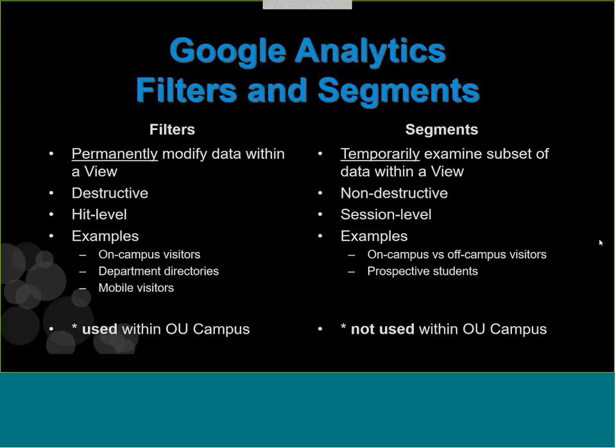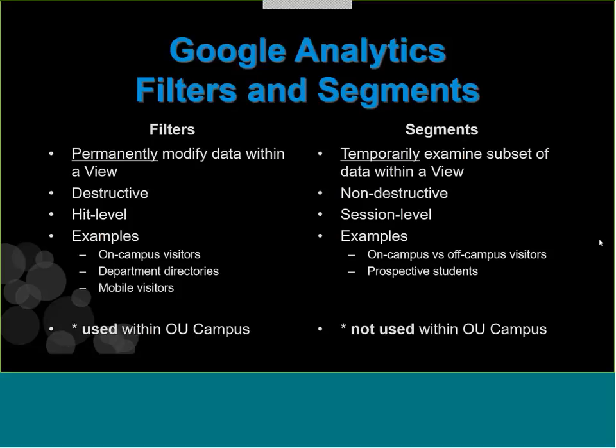Some examples of these are, with filters, you can have filters based on IP address to see on-campus visitors, for example. And then with a segment, you can do the same, but you can also compare with segments. If you have two segments running at once, you can have one segment viewing your on-campus traffic and one segment viewing your off-campus traffic.